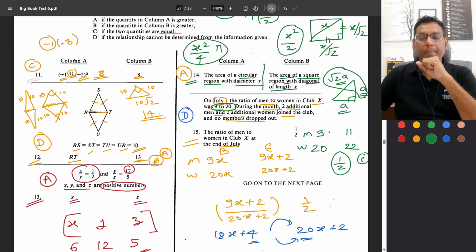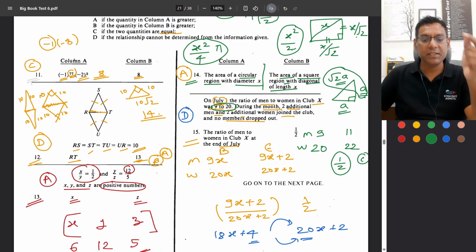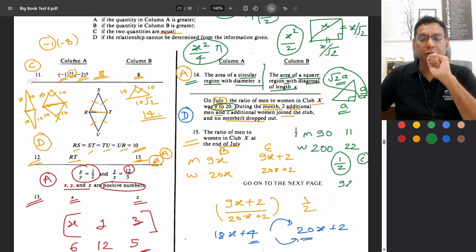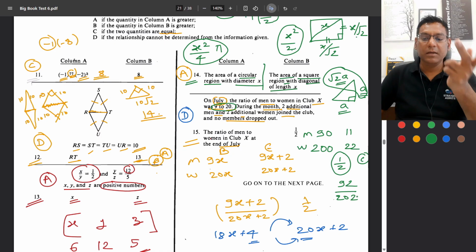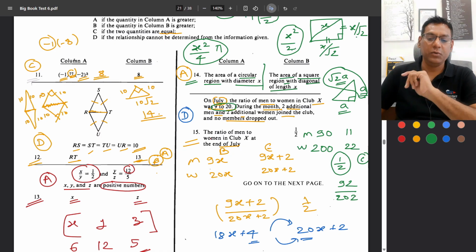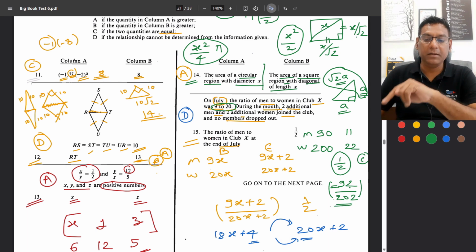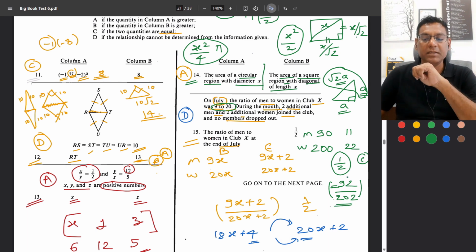Let's assume a different number with the same ratio, 9 to 20. Let's say I had 90 men and 200 women. In that case, I'm going to get 92 men, 202 women. The ratio is less than 1 by 2, because 1 by 2 would mean I would need 101 men. I have fewer men, so this ratio is going to be less. Answer is going to be B. I'm getting two different answers. I can't determine. Answer is D.